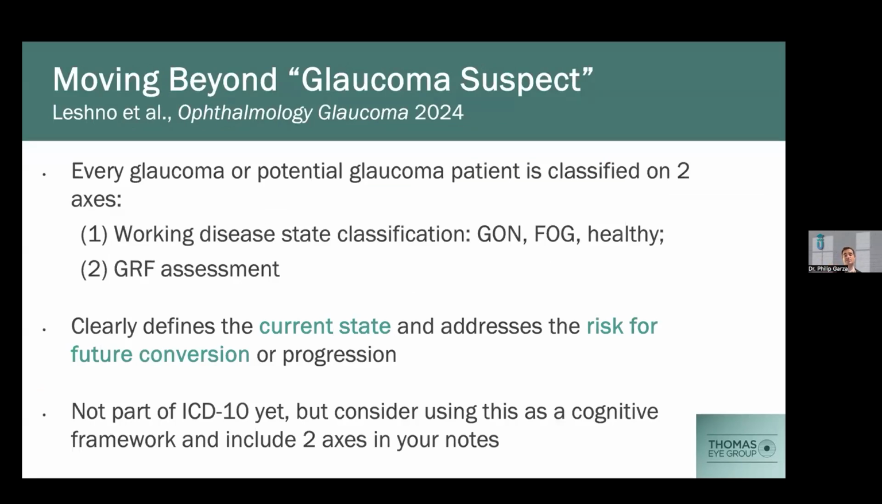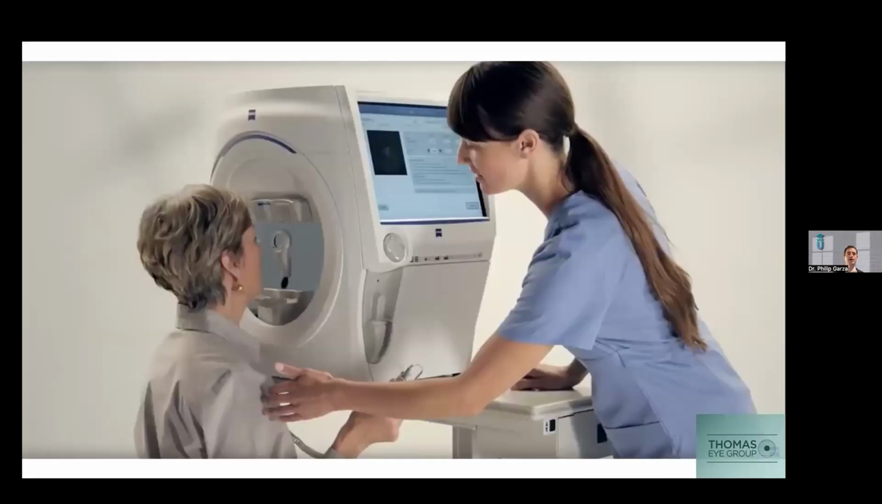What's really nice about this is it clearly defines the current state of their disease and addresses the risk for future conversion to glaucoma or progression. And it's not part of ICD-10 yet. I think this is somewhere we're going to head, but you can consider using this as a cognitive framework and including these 2 axes in your notes. It's super helpful to your friendly local glaucoma specialists, who will understand instantly where you think this patient is at.